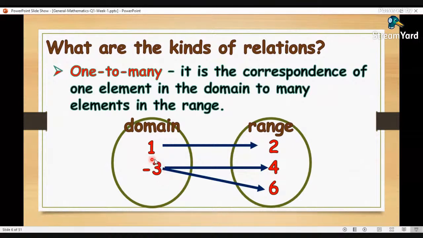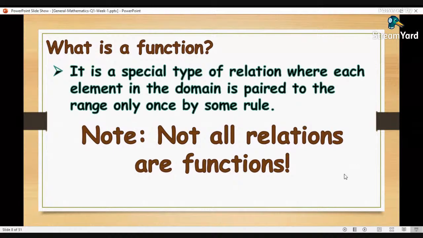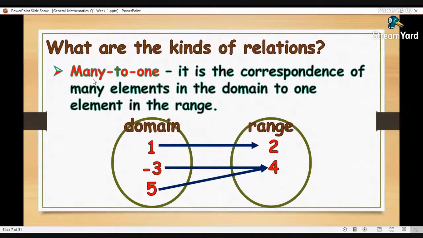It's just like when a man courts two women, the tendency is he will not get an answer from either of them. So, it will not function. Okay, joke lang. Okay, let's proceed with the third relationship.